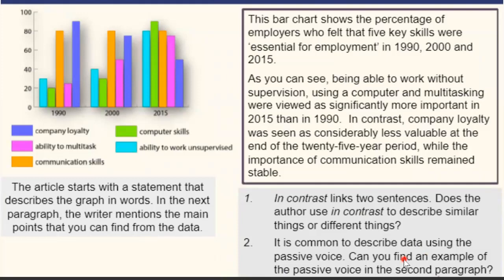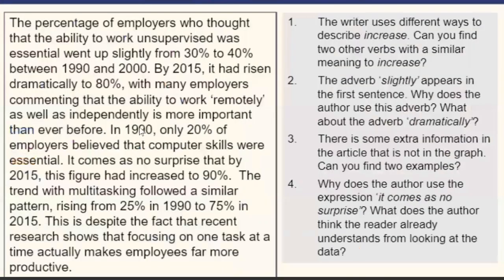As an example, here: the company loyalty was seen. In this example, there's no subject really, but it gives a highlight to the object, which is the company loyalty. That's the only one that we got as a passive one. So company loyalty was seen as considerably less valuable. You don't need to do that for your assignment, because we have a full class for passive voice and stuff like that.